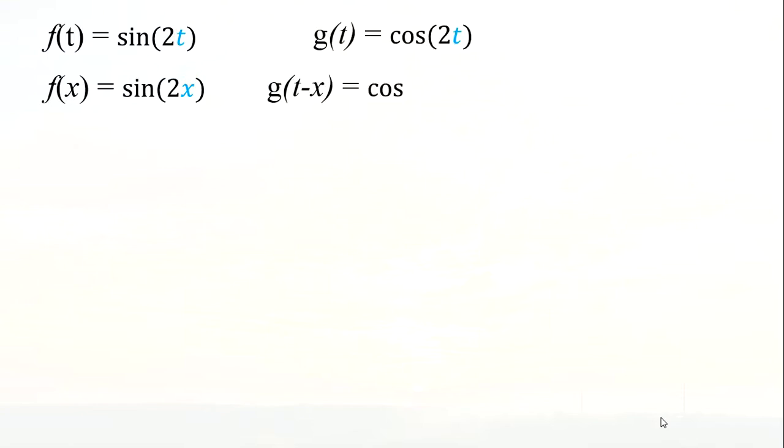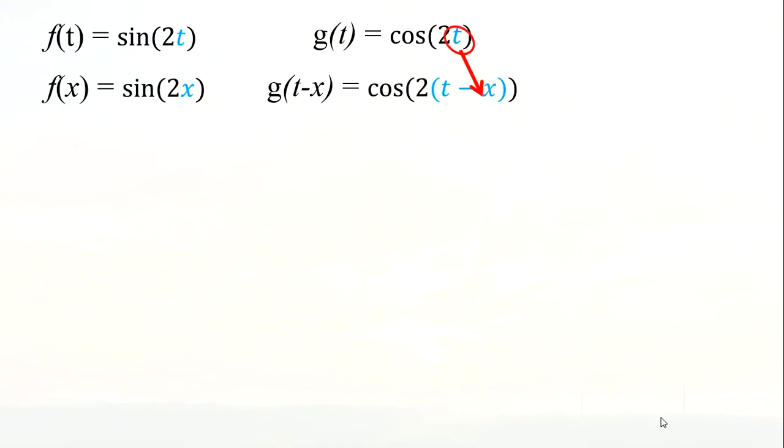Here f of t is sine 2t. First step, we have to transfer the t into x. So f of x is equal to sine 2x. Second step is we have to convert g of t into g of t minus x. So we have converted the t into t minus x.